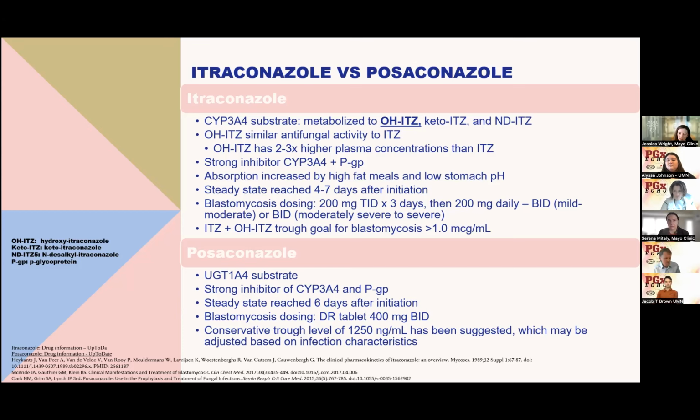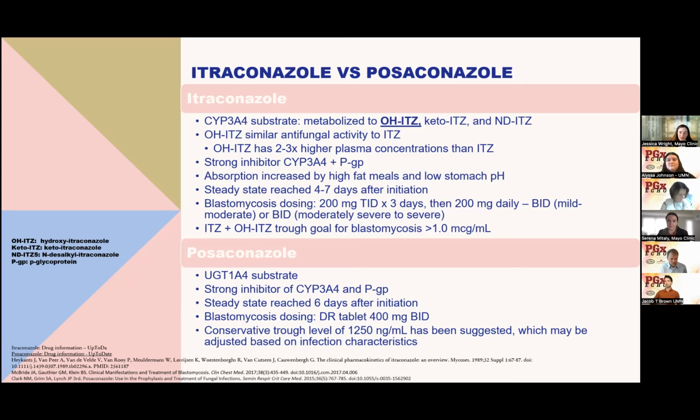And with a low stomach pH, it's very important to keep in mind any kind of drugs that can increase the pH. So, calcium carbonate or other antacids and PPIs, H2 blockers, those can all decrease the absorption of itraconazole. The steady state is reached about 4 to 7 days after initiation.